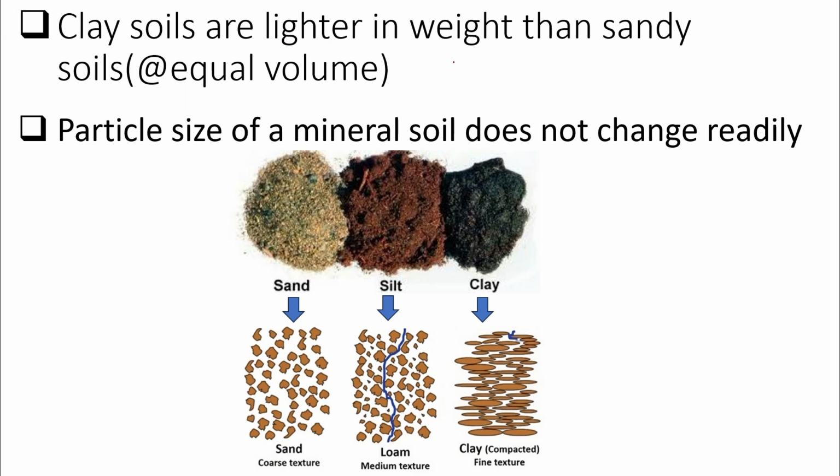And clay soils are lighter in weight than sandy soil at equal volume. But we call clay soils heavy soil and sandy soil light soil depending upon the easiness of tillage. And particle size of a mineral soil does not change readily. This is an important point. Particle size of mineral soil does not change readily. Look at the picture: sand, silt, and clay. Sand is coarse texture, loam is medium texture, and clay is fine texture. Clay is somewhat compacted.